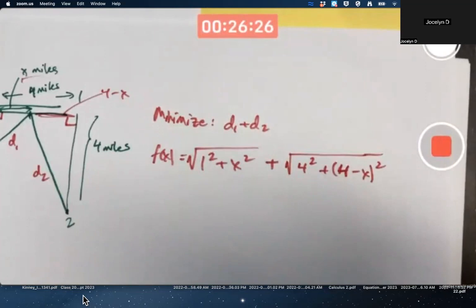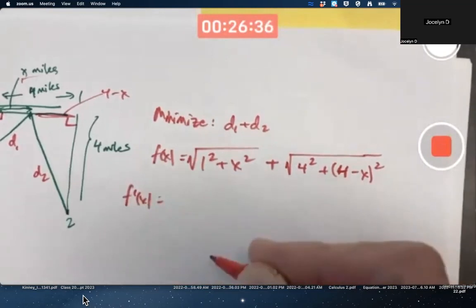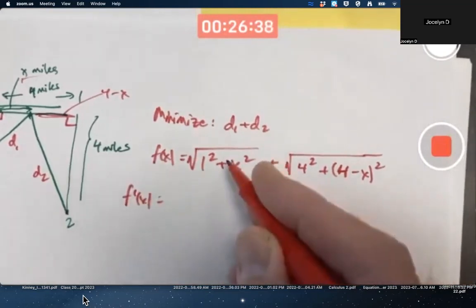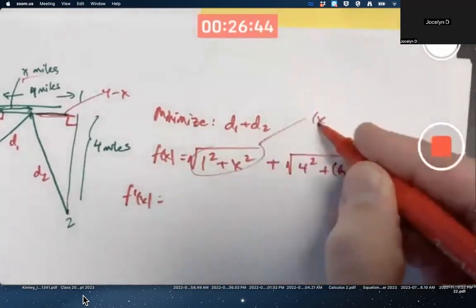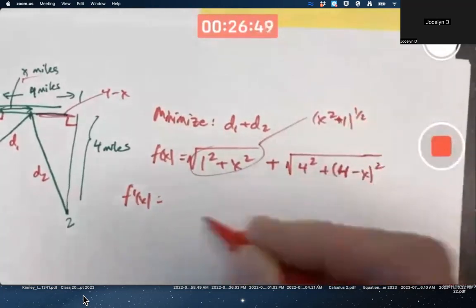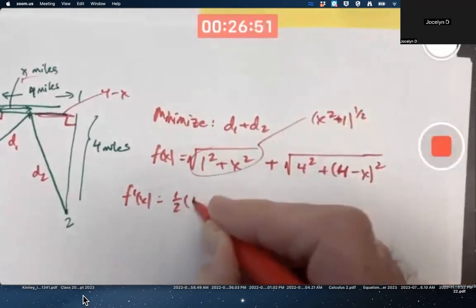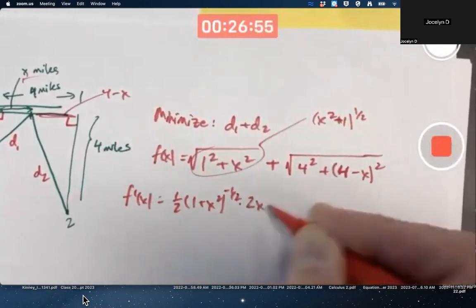We still need to minimize this function. We've got to take its derivative, set it equal to 0, and solve for X. It doesn't seem like it's necessarily going to be so easy. But let's see what happens. Square root is the same as 1/2 power. So this is the same as X squared plus 1 to the 1/2 power, or 1 plus X squared if you prefer. 1/2, 1 plus X squared to the negative 1/2. Don't forget times 2X from the chain rule.